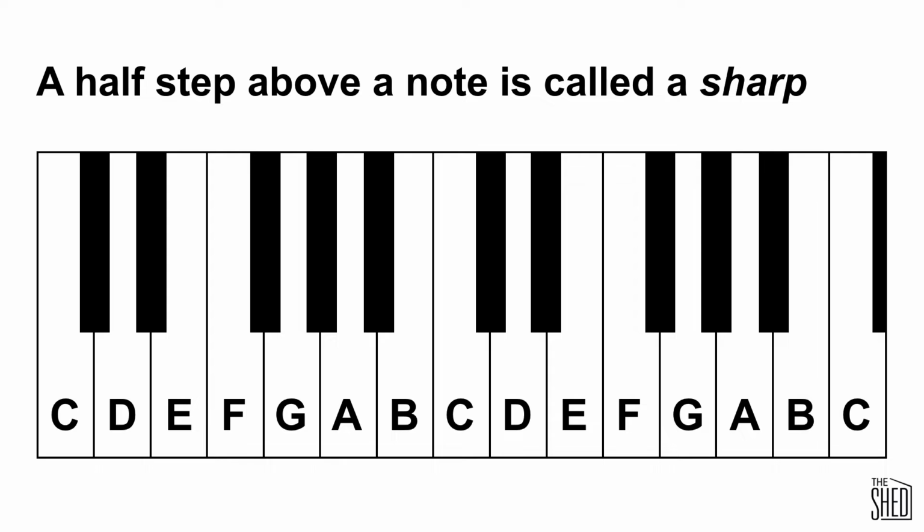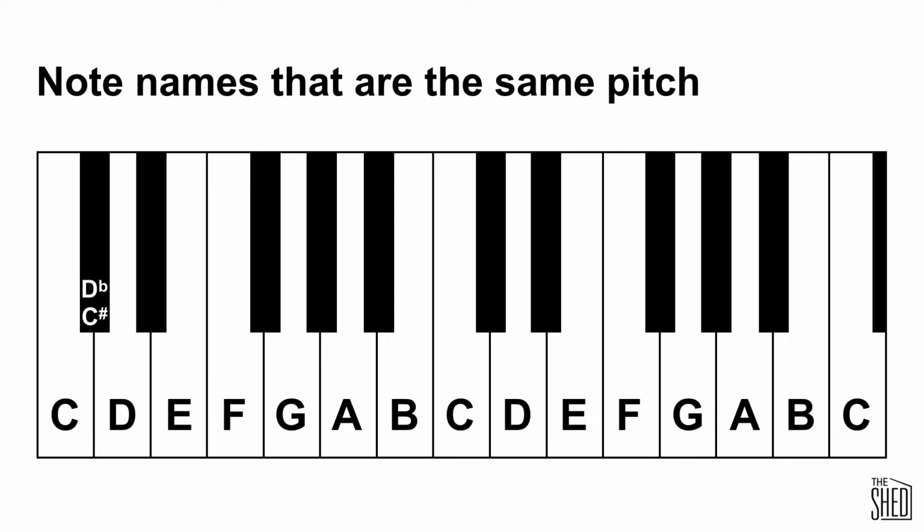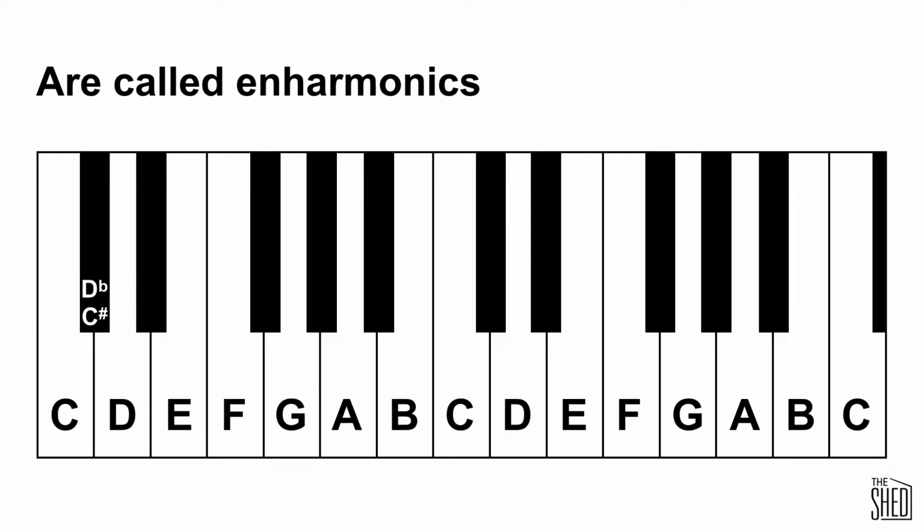A half step above a note is called a sharp. That's C. Go a half step up, that's C sharp. A half step below a note is called a flat. That's D. Go a half step down, that's D flat. Note names that are the same pitch are called enharmonics. C sharp and D flat are the same pitch, they are enharmonically equivalent.